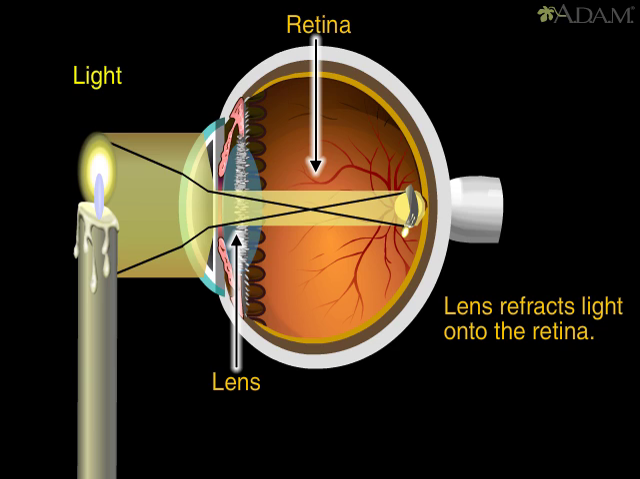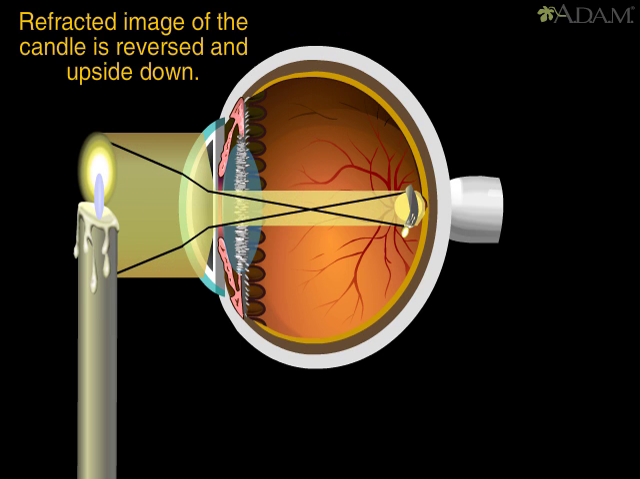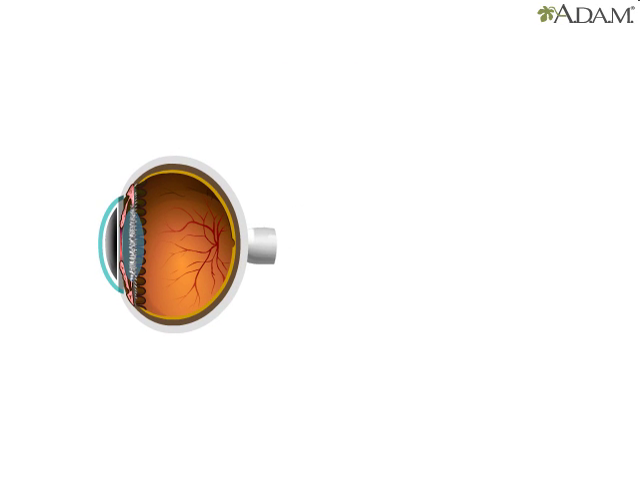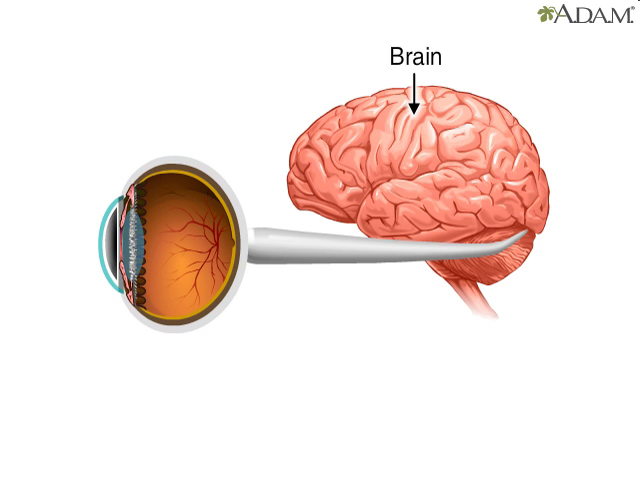Two lines, one representing the top and one representing the bottom of the candle's image, converge as they pass through the cornea and lens and then intersect halfway through the eye. From there, they spread apart as they continue to the retina. This double bending, though, has reversed the image and turned it upside down. If that was the end of the story, the world would always appear upside down. Fortunately, the image is turned right side up in the brain.